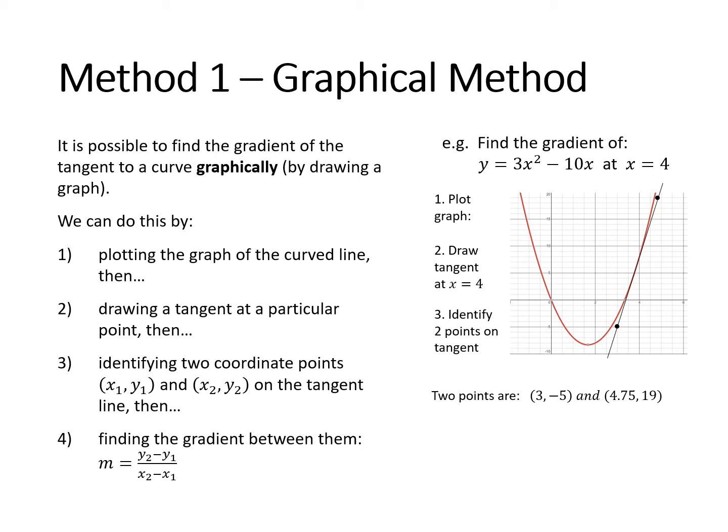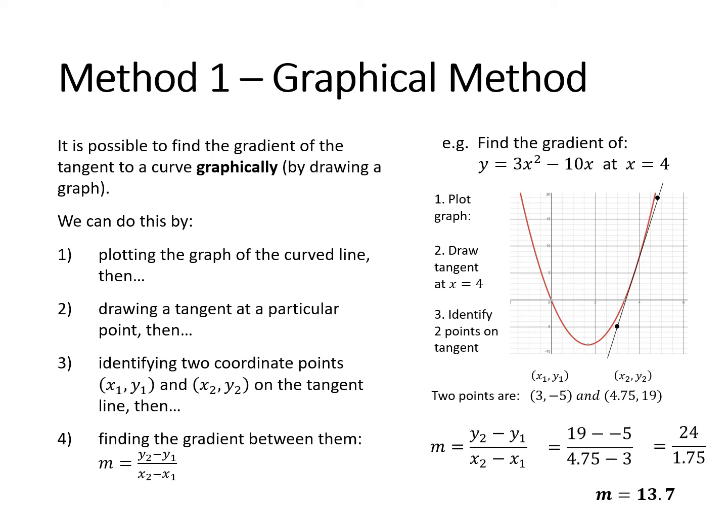Once we've got those 2 points, we now need to work out the gradient between them. So you first of all call one of them x1, y1, and one of them x2, y2. Once you've got those two, you can then plug them into the equation. The gradient is the change in y divided by the change in x. Put the numbers in, and we get an answer of 13.7. So that's one method of finding the gradient of a curved line.